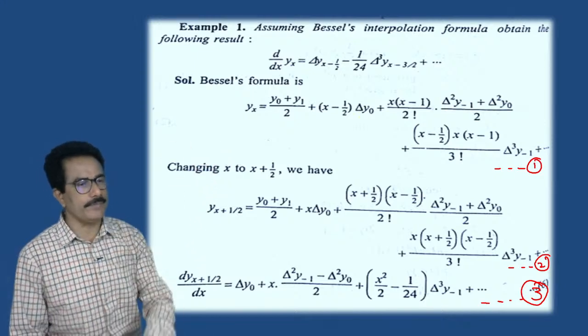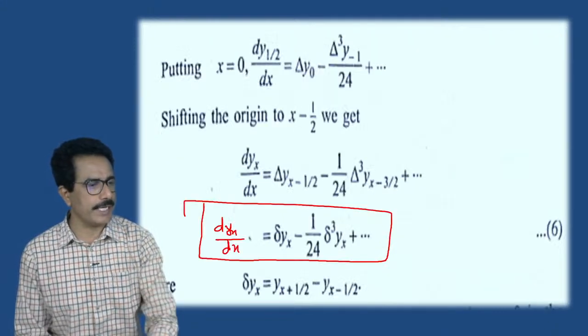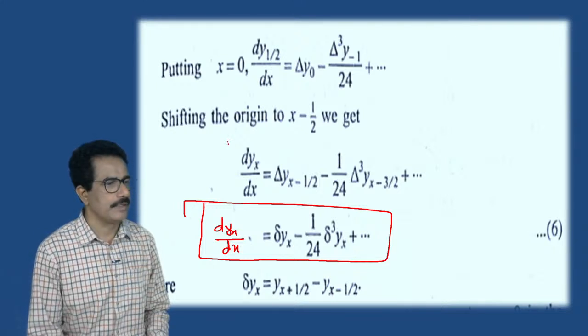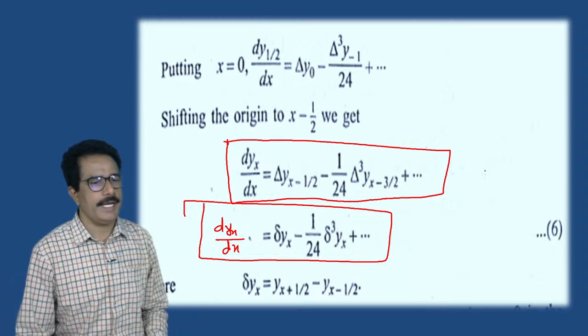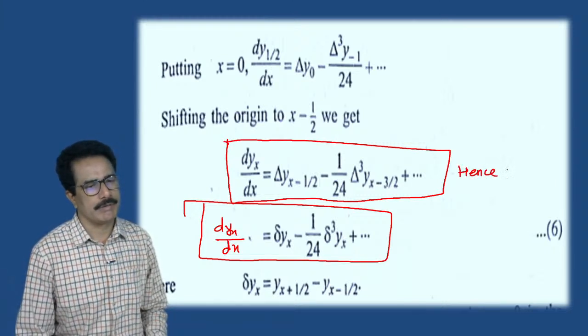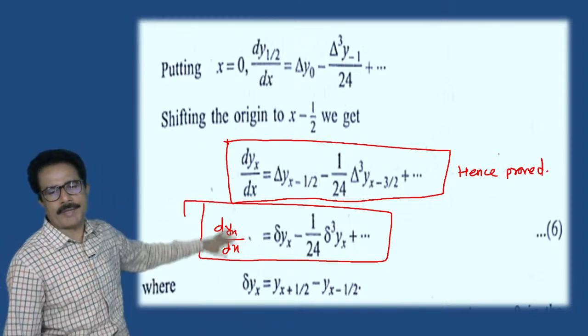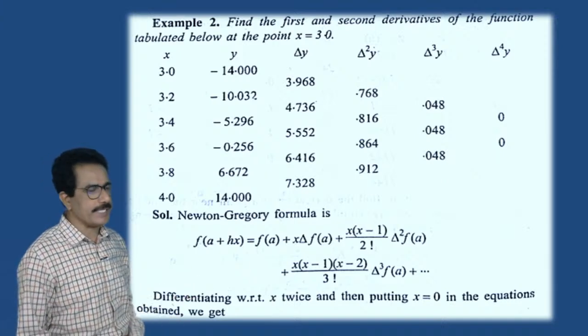दिस इज आवर रिक्वायर्ड प्रूफ, पण हे प्रूव्ह होतं वर हे. सो वी कॅन राईट दिस इज आवर रिक्वायर्ड प्रूफ. सो दिस इज आवर रिक्वायर्ड प्रूफ अँड हेन्स प्रूव्ड. खूप सिंपल आहे, फक्त डेरिव्हेटिव्ह तुम्हाला घेता आला पाहिजे. ओके, नाउ वी शॅल मूव टुवर्ड्स द नेक्स्ट प्रॉब्लेम.